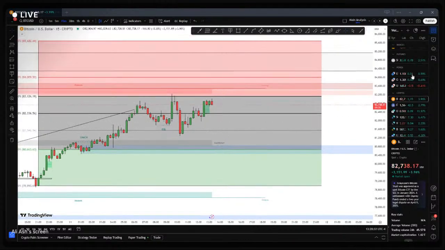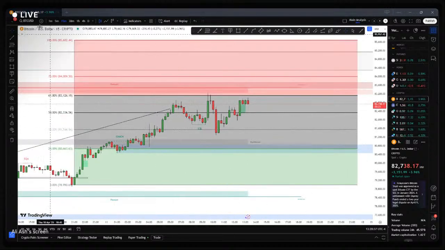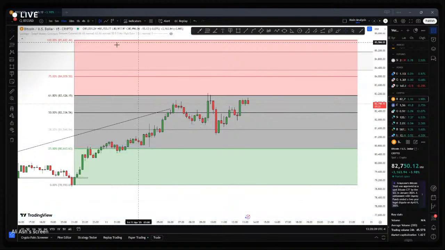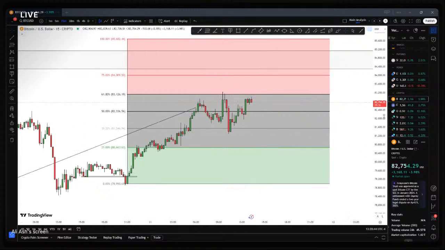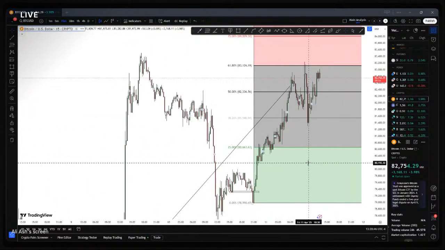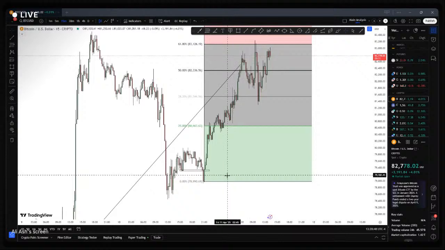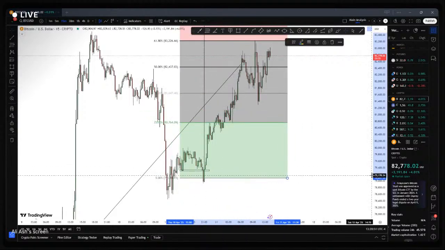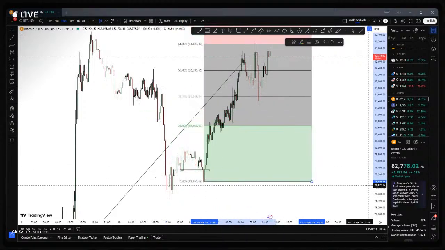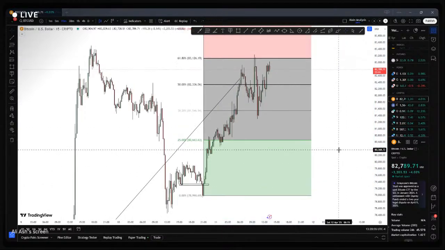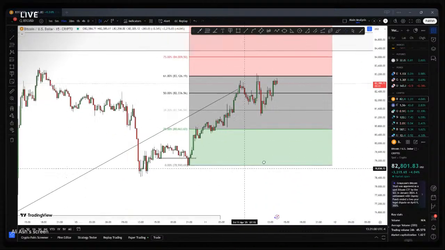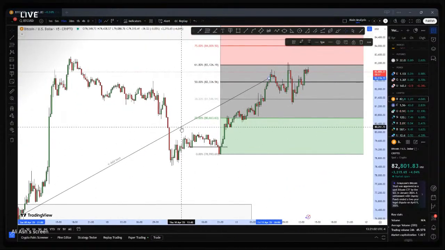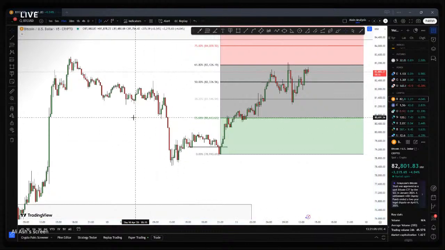So let's go through a few charts. First of all, we have BTC. Let me move this. Okay, so we saw a hike today in the price from 79,000 almost to 83,000. So that's a good hike. But what's the reason behind it? We saw an inverse cup and handle pattern.